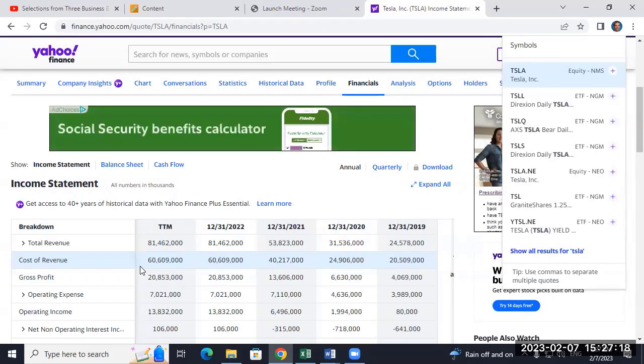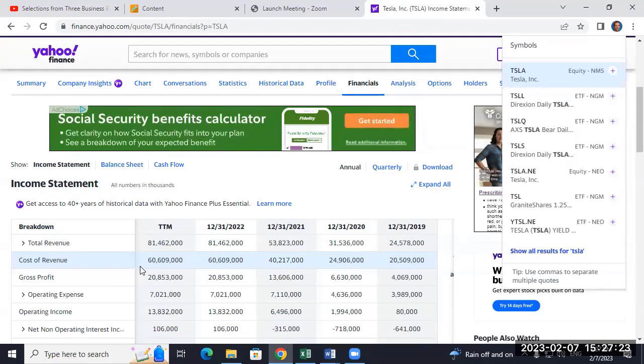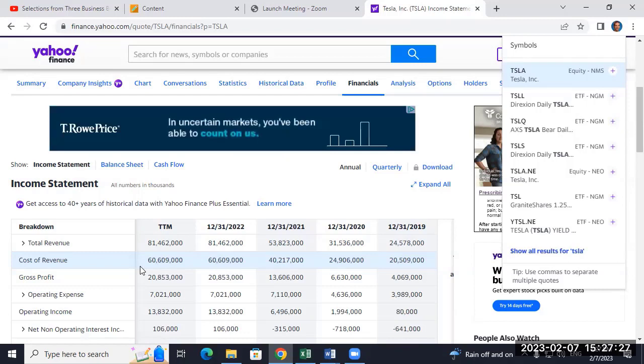Firms with low margins tend to have high turnover. Costco has very thin margins, extremely high turnover. Ferrari has incredibly high margins, very, very low turnover. That's not their business.